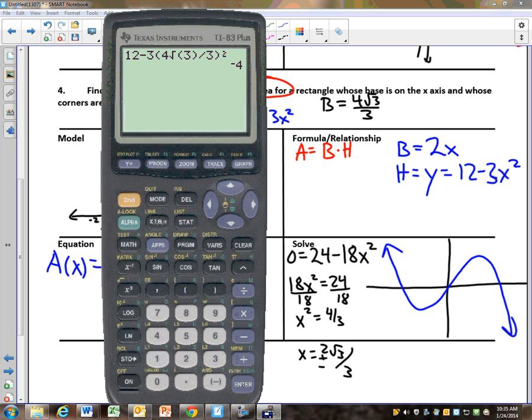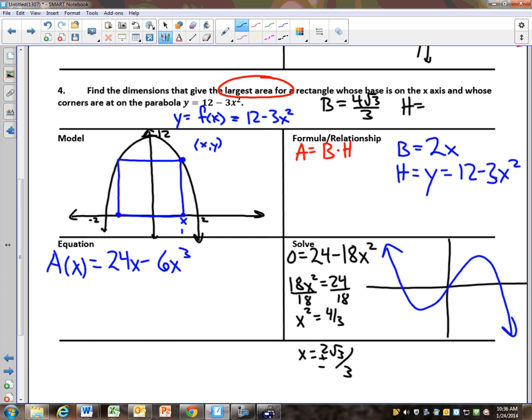Oh, I'm sorry, not 4 roots of 3. 2 roots of 3. That is our x value, that's what we plug in. 8. It says find the dimensions that give the largest area. So those are the dimensions that give the largest area. What do you think about that?